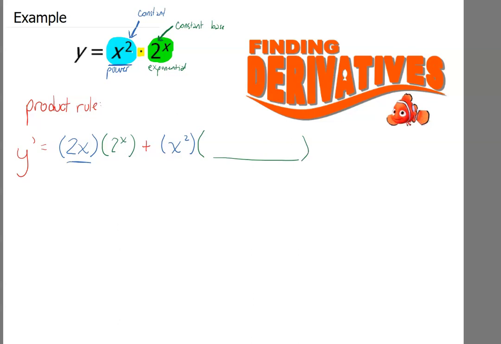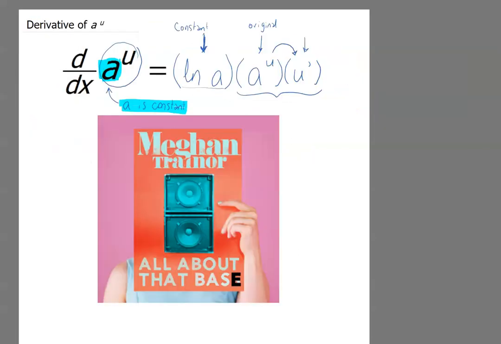I need to take the derivative of 2 to the x. That's an exponential function, and so that's one that we just saw how to do. So I'll scroll back to that. Since our base isn't e, and actually this trick still works even if the base is e, we need this constant in front, and then the original function, and then potentially a fixer piece.